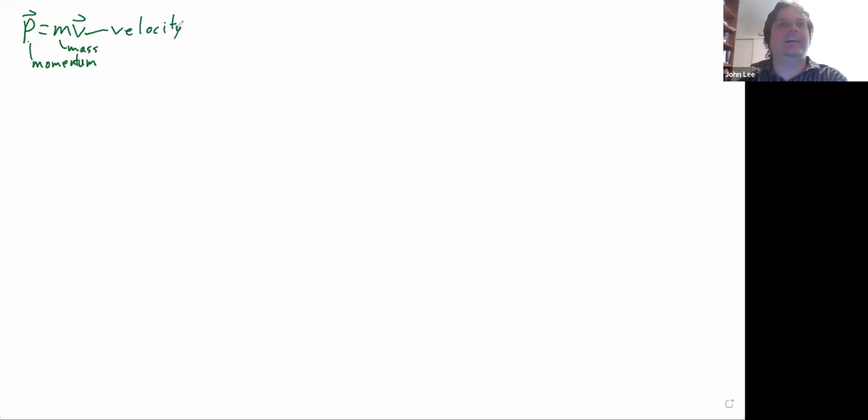Now, what is momentum? It's pretty easy to define: momentum P is equal to mass times velocity. So momentum equals mass times velocity. This is going to end up being a conserved quantity like energy.